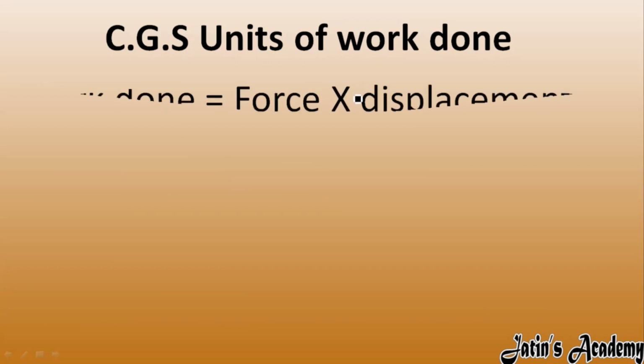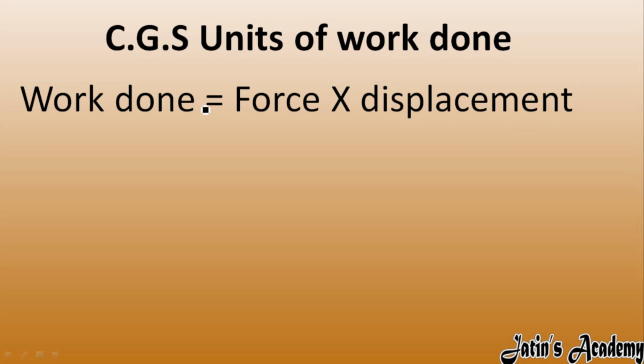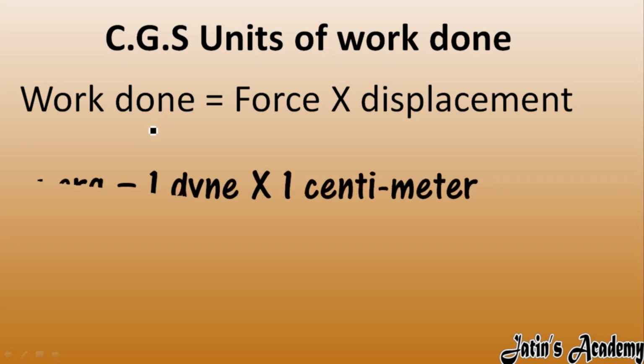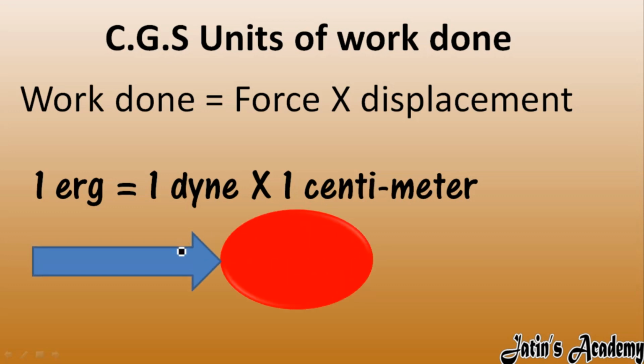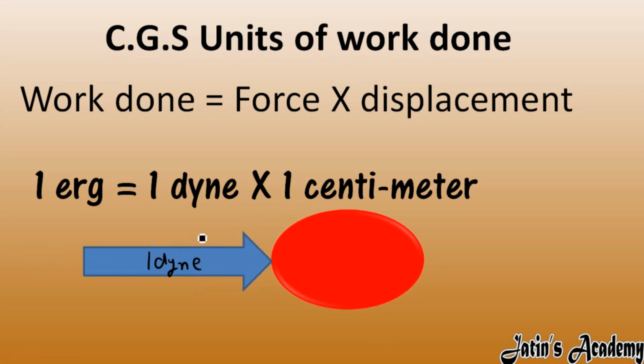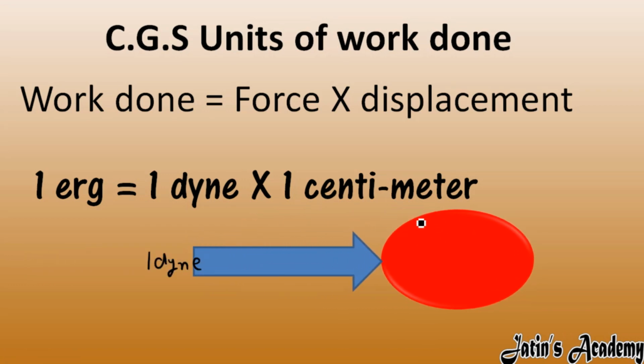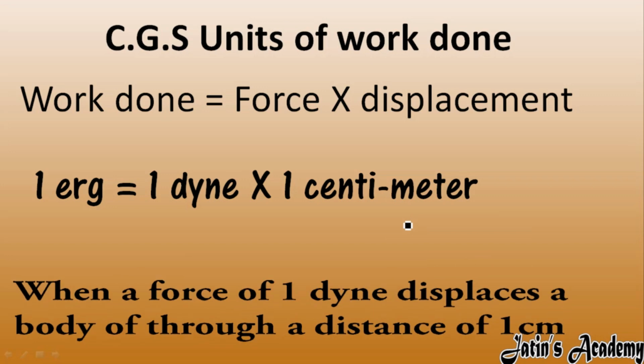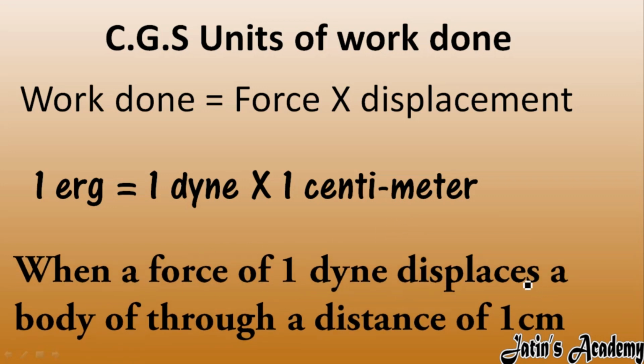Now let's see the CGS unit of work done. Force CGS unit is dyne, displacement CGS unit is centimeter, work done CGS unit is erg. So 1 erg is 1 dyne into 1 centimeter. So 1 erg work is defined as when 1 dyne of force is applied on a body and the body moves a displacement of 1 centimeter. So what is the definition? Carefully see. When a force of 1 dyne displaces a body through a distance of 1 centimeter, that is 1 erg, which is the CGS unit of work done.